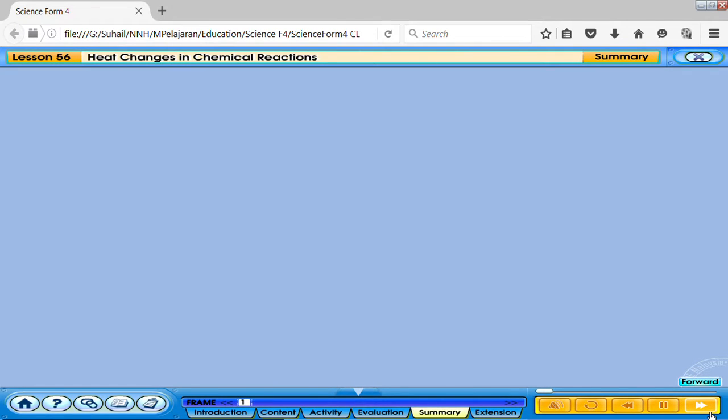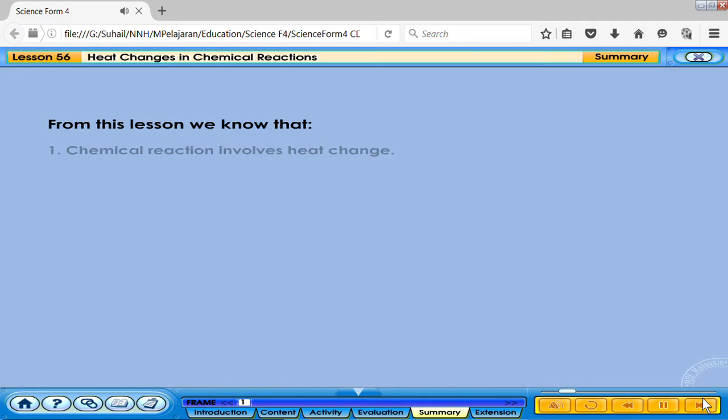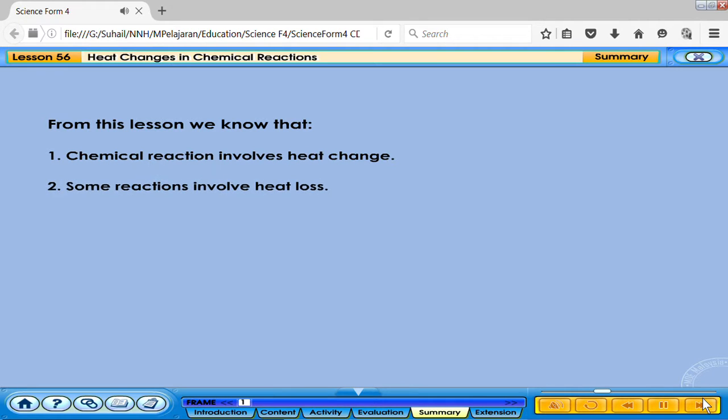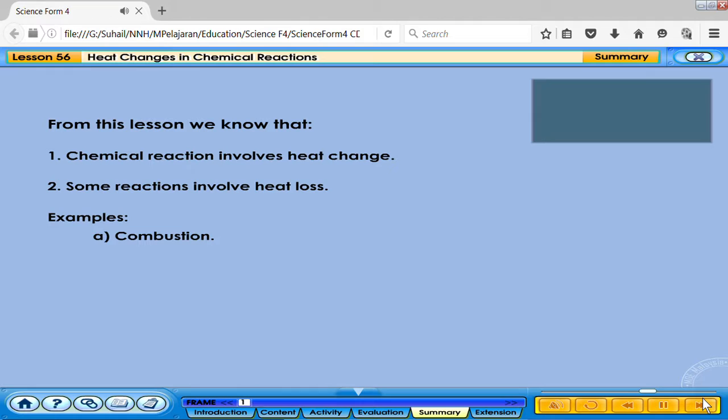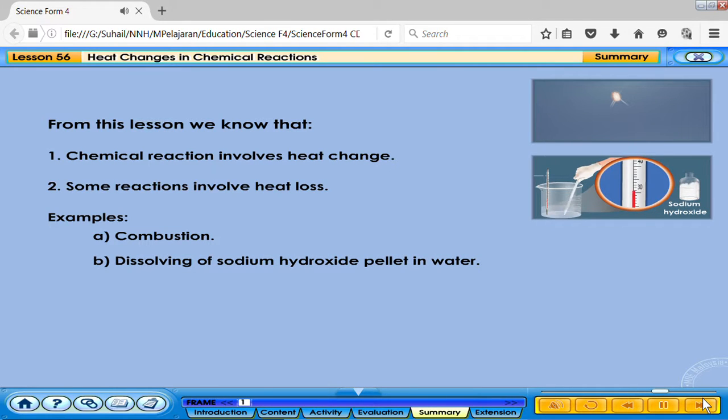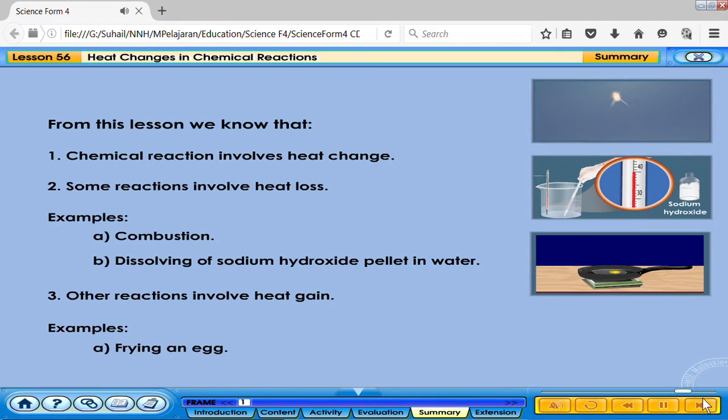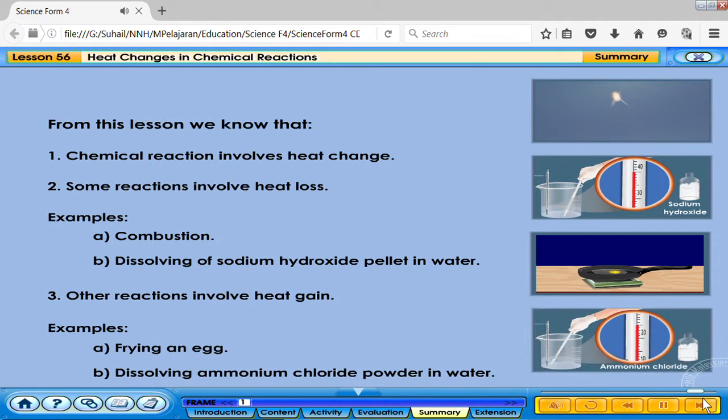From this lesson, we know that chemical reactions cause heat to be either absorbed or released to the surroundings. Some examples of chemical reactions where heat is released to the surroundings are combustion and dissolving sodium hydroxide pellets in water. Activities such as frying an egg and dissolving ammonium chloride powder in water cause heat gain.